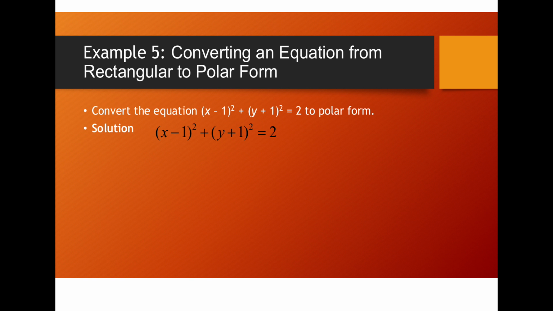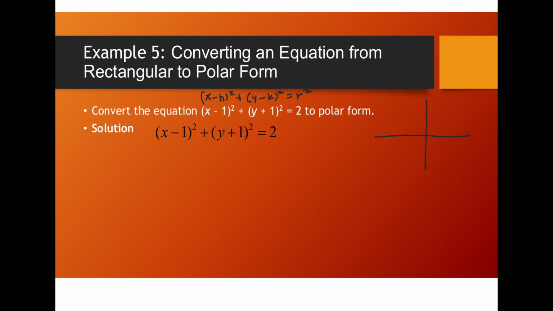So let's do some converting. x minus 1 squared plus y plus 1 squared equals 2. We're going to convert that into polar form. Now let's take a look at this graph, because I want us to remember what this is. The general form was x minus h squared plus y minus k squared equals r squared.